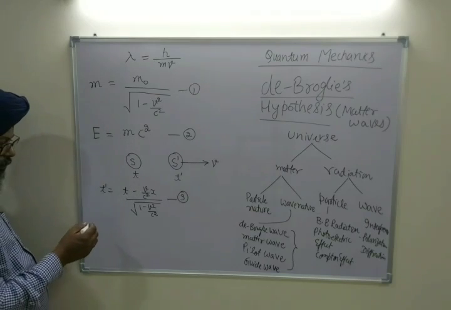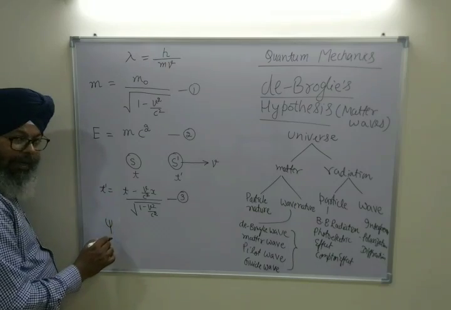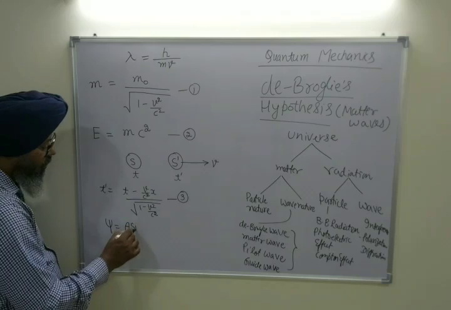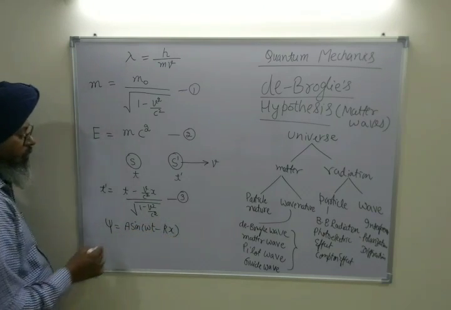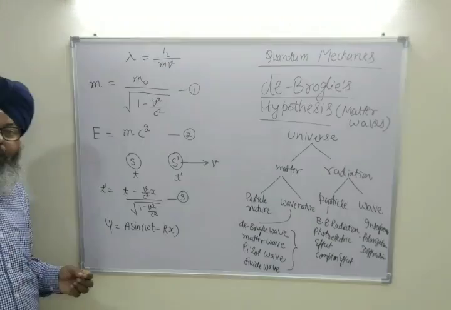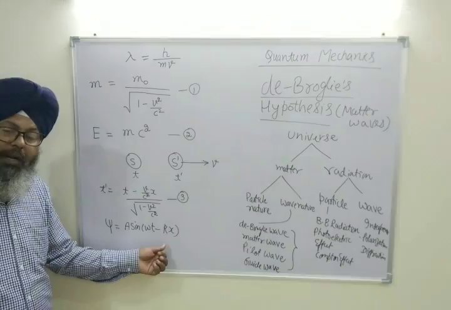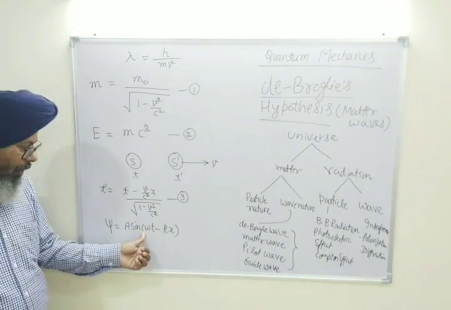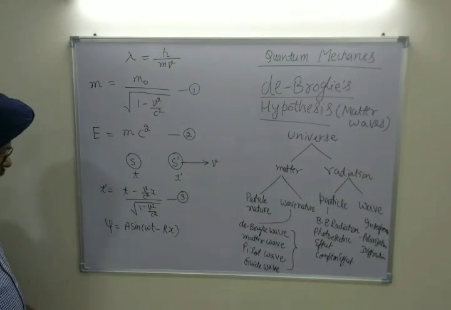Fourth relation that we must remember is that the equation of a progressive wave traveling along plus x-axis is given by y is equal to a sine omega t minus kx, where a is the amplitude of the progressive wave, omega is its angular frequency, and k is called propagation constant. Of course, omega is equal to 2 pi nu, where nu is the frequency, and k is equal to 2 pi by lambda, where lambda is the wavelength, and psi is called wave function.